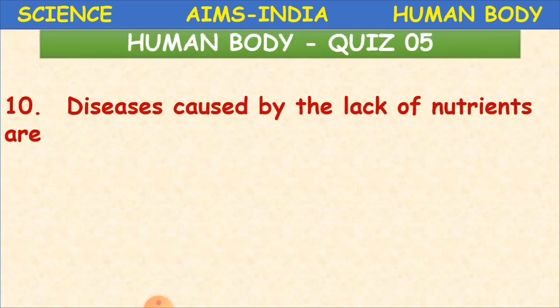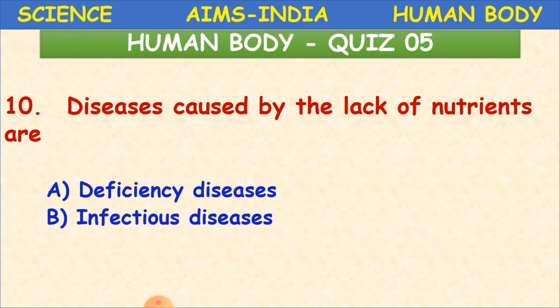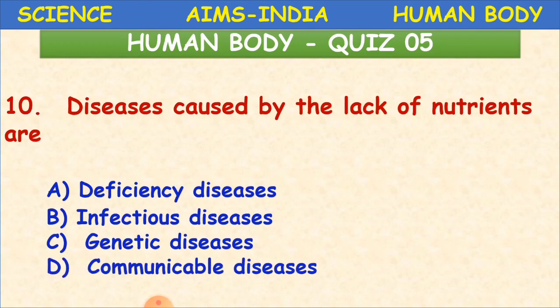Now, diseases caused by the lack of nutrients are deficiency diseases, infectious diseases, genetic diseases and communicable diseases. Okay, so what diseases are caused by lack of nutrients? So it is deficiency diseases. Okay, like vitamins and minerals. If we don't have these nutrients, vitamins, minerals, iron and all that, we will be getting deficiency diseases.